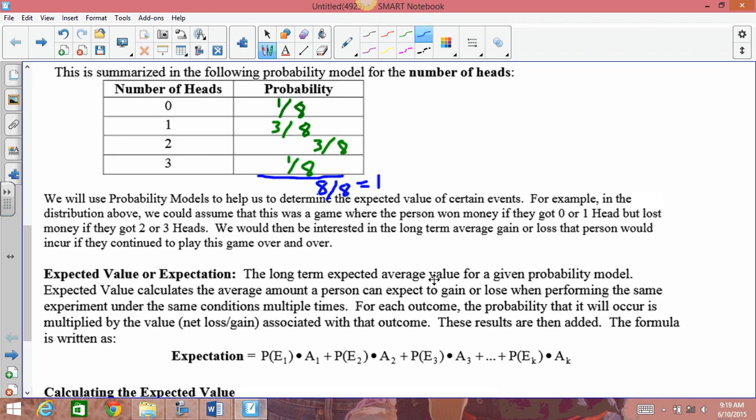whether trying to depict for you whether you would gain or lose if you were to participate in a particular game, or you'll see some probably even better examples on the next page of ways that this is used.